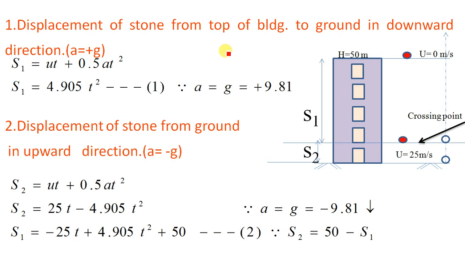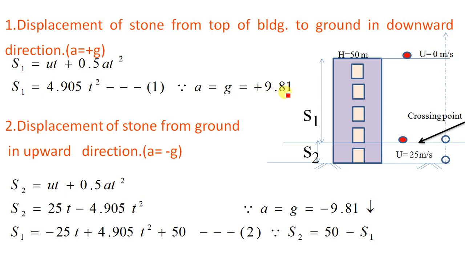Displacement of the stone from the top of the building to the ground is in the downward direction, the journey is downward, therefore a is equal to plus g. So s is equal to ut plus 1/2 at square. u is 0, a is 9.81. So 9.81 divided by 2, that is 4.905 t1 square. This is s1, at the time where they cross each other.